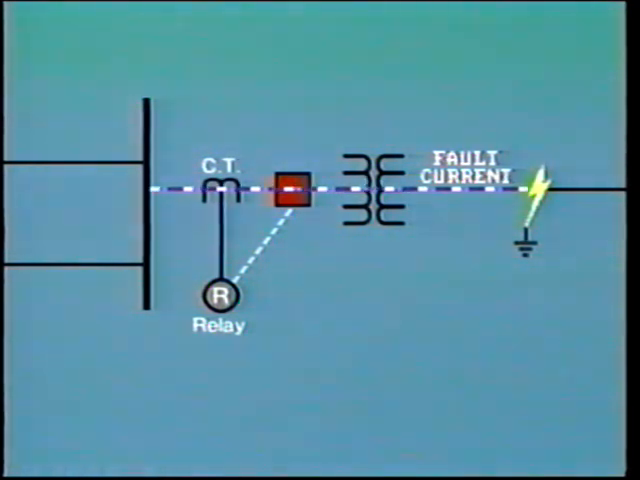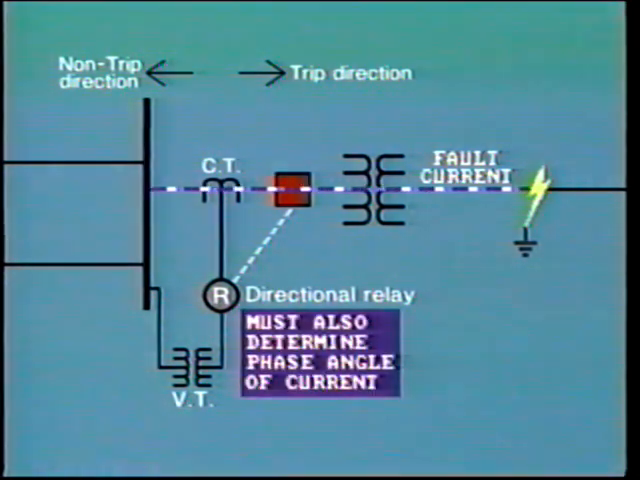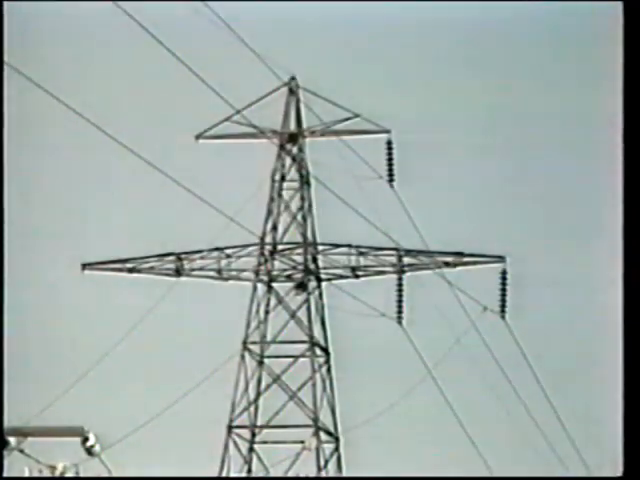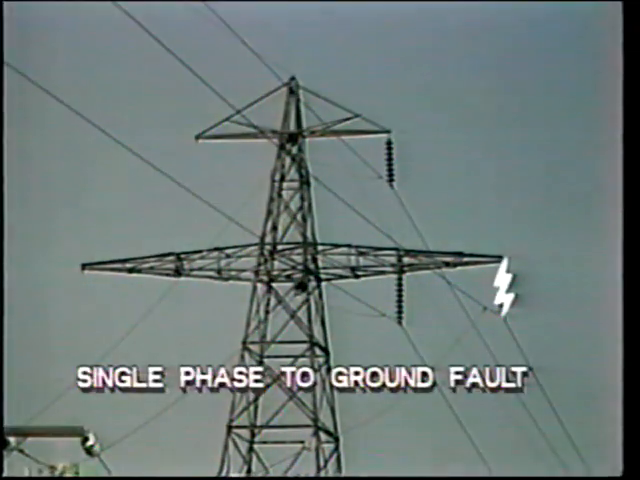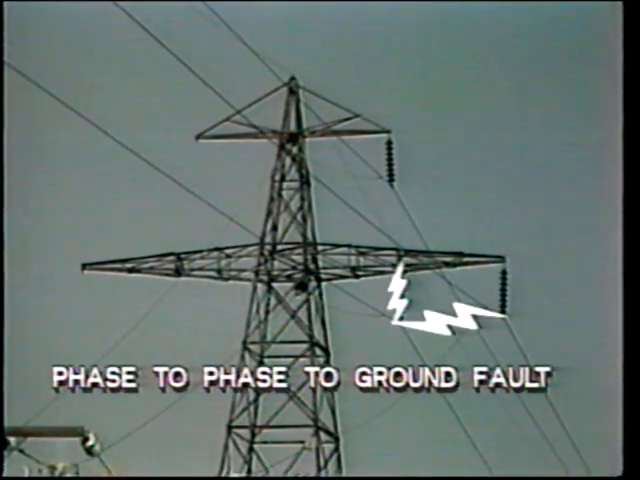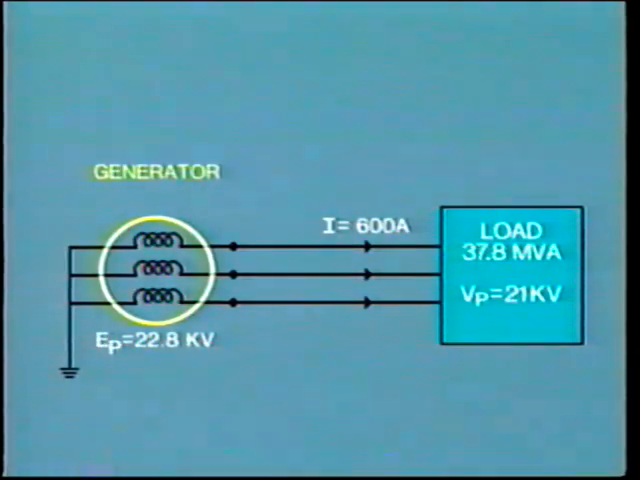For certain types of relay, such as directional or impedance relays, it is also necessary to determine the phase angle of the fault current. As we have learned before, the types of fault may be classified as follows: a single phase-to-ground fault, a phase-to-phase fault, a phase-to-phase-to-ground fault, a three-phase fault. Let's take a close look at a three-phase fault.